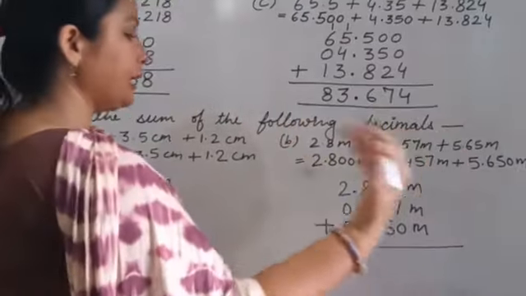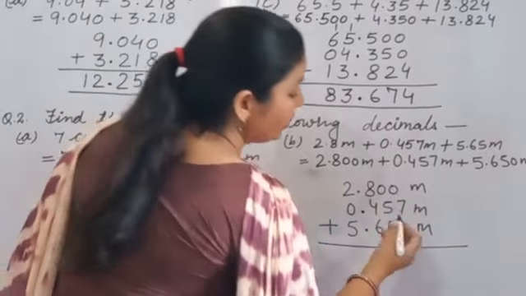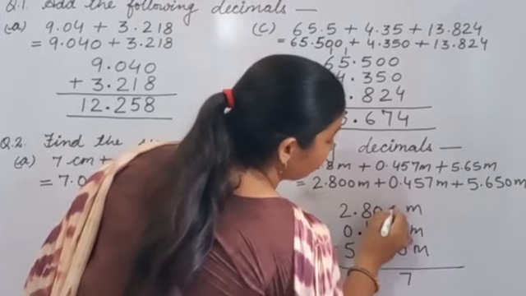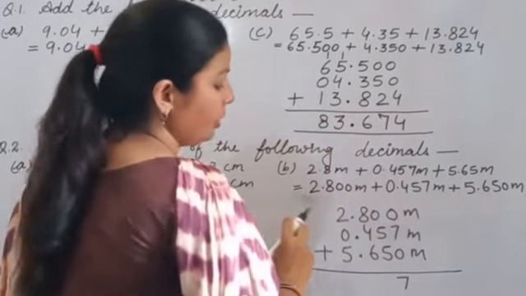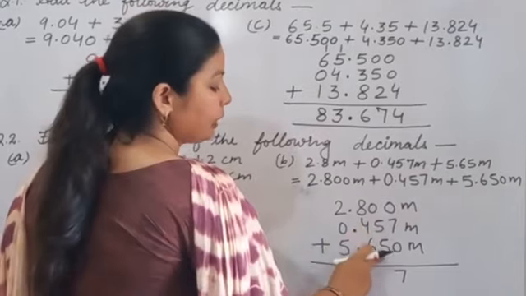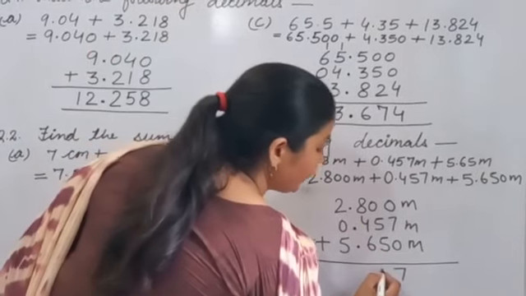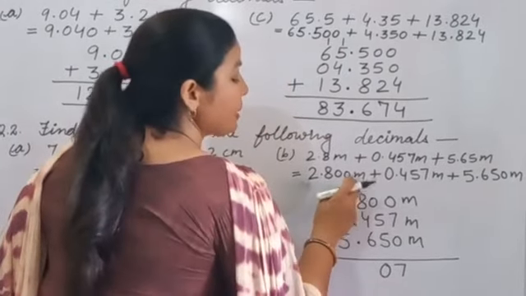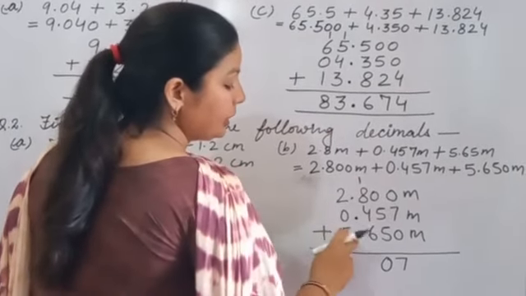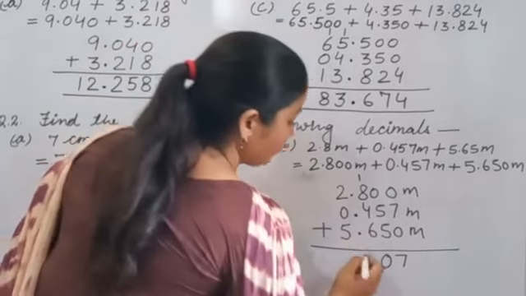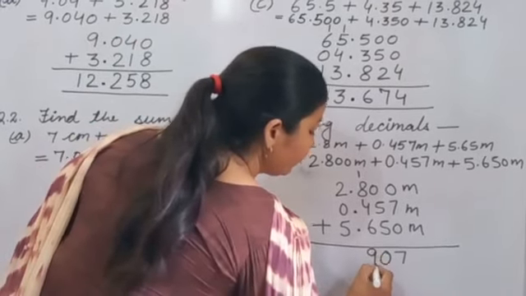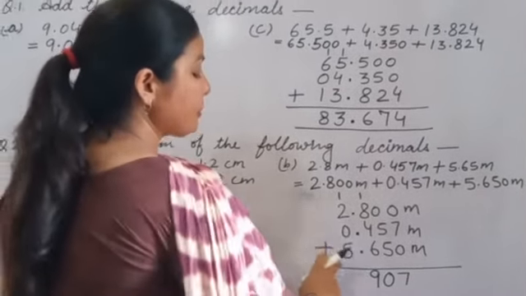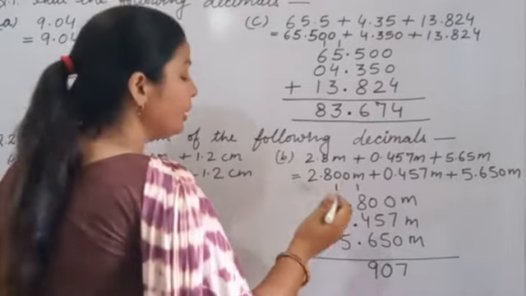Now we start from the right hand side. 7 plus 0, that is 7. Okay, exactly up and down it should be, there should not be any shifting here and there. Now 0 plus 5, 5, 5 plus 5, 10. So we write here 0 and 1 goes carry. 8 plus 1, 9, 9 plus 4, 13, 13 plus 6, 19. So we write here 9 and 1 goes carry. 2 plus 1, 3, 3 plus 5, 8, 8 plus 0, 8.